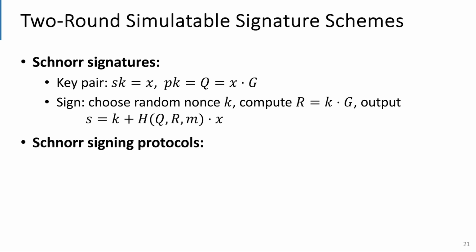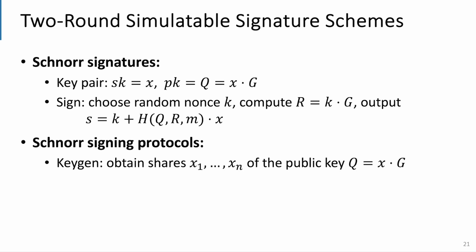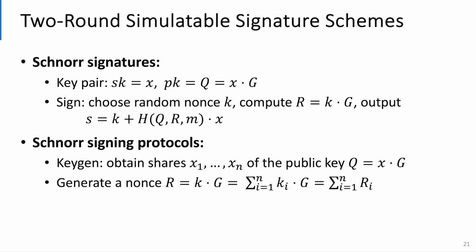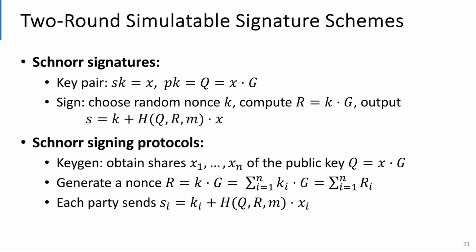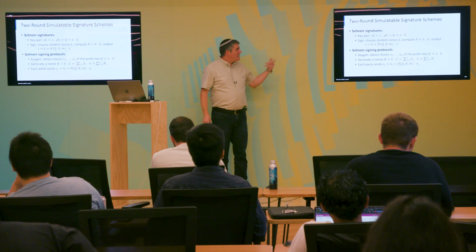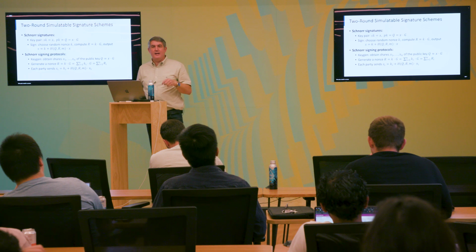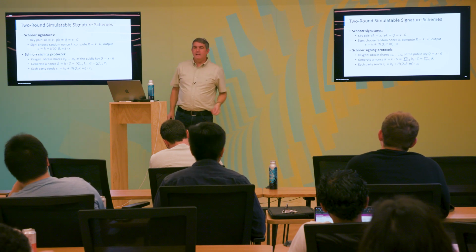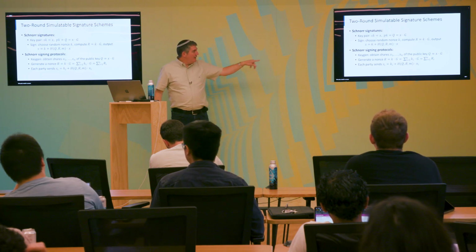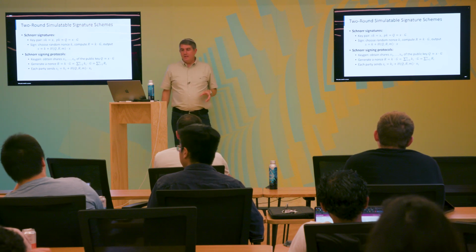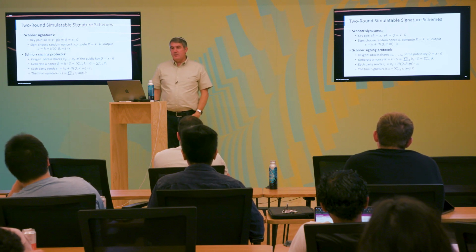That's the signature. So how does the Schnorr signing protocol work? Well, we generate shares of the private key in some way. We generate a nonce in a shared method as well, where each party somehow generates these Ki values. And then it's just a linear function, which is why Schnorr is nice, because once we have that, I have my share of K, the Ki, I have my share of X, the Xi, and I can just compute my local equation, and we can just add them all together. Okay, so that's Schnorr signatures.